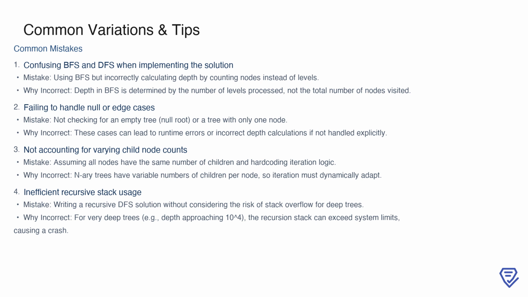or incorrect depth calculations. Additionally, it's important to account for the varying number of child nodes in an N-ary tree. Hardcoding the iteration logic based on a fixed number of children per node will cause issues, as each node can have a different number of children. Finally, be cautious with recursive DFS solutions, especially for very deep trees. If the tree's depth approaches 10,000, the recursion stack could exceed system limits and cause your program to crash. Ensuring your solution handles these cases robustly is key to solving the problem effectively.